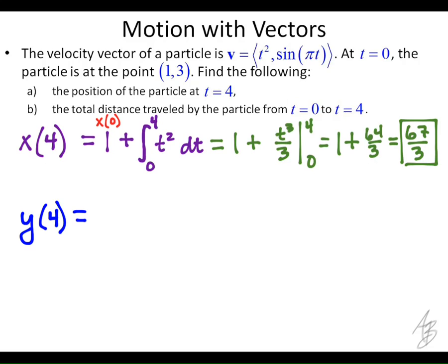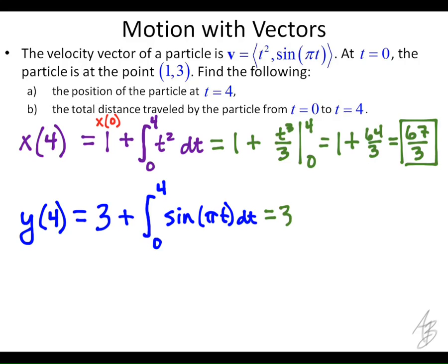What do I start at? Start at the initial y value and then add on the definite integral from where to where? 0 to 4 of sine of pi t with respect to time. This one might be a little bit trickier, but I think we can do it.